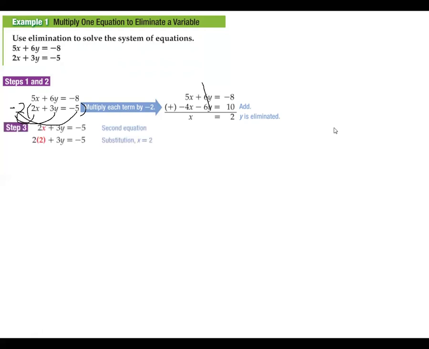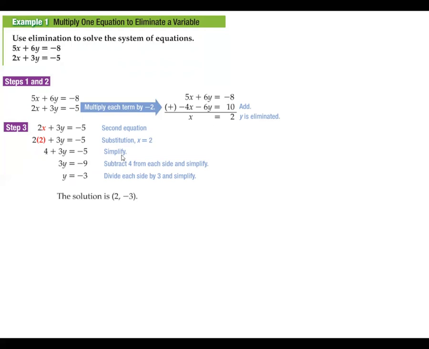Okay, so step 3 is to then substitute that answer into one of the original equations, and I just picked the second one. So I plug in 2 for x, simplify, subtract 4 from both sides, divide by 3, and you get y equals negative 3. And so the solution as an ordered pair is 2 comma negative 3. All right, here's a couple for you to try. Go ahead and pause the video.